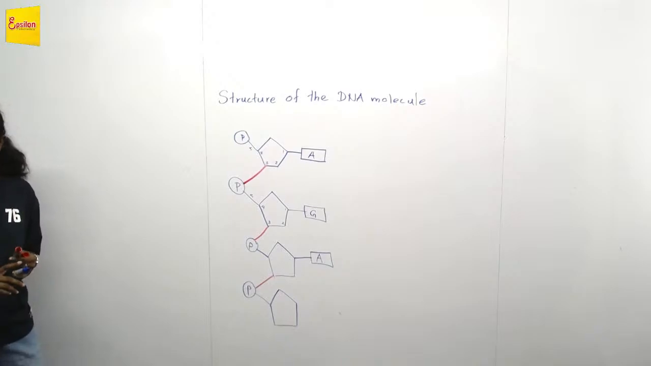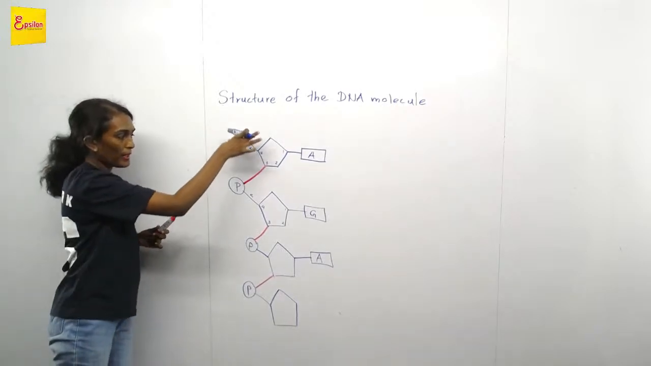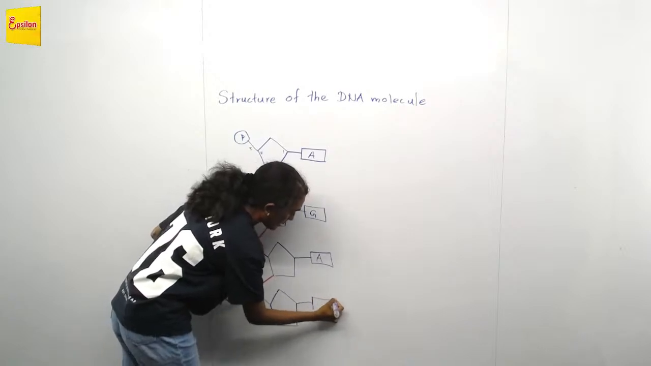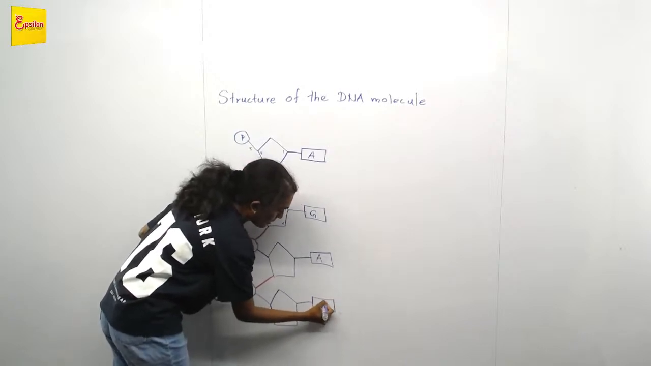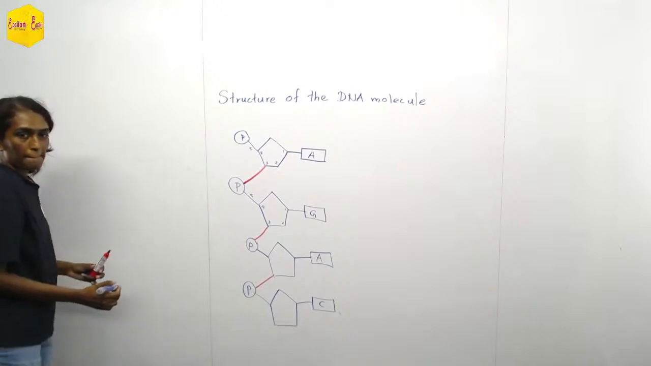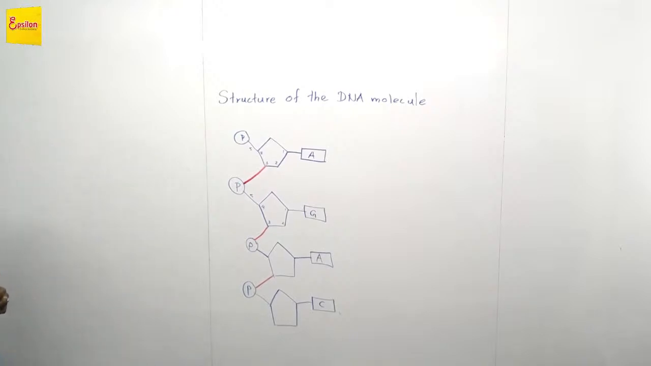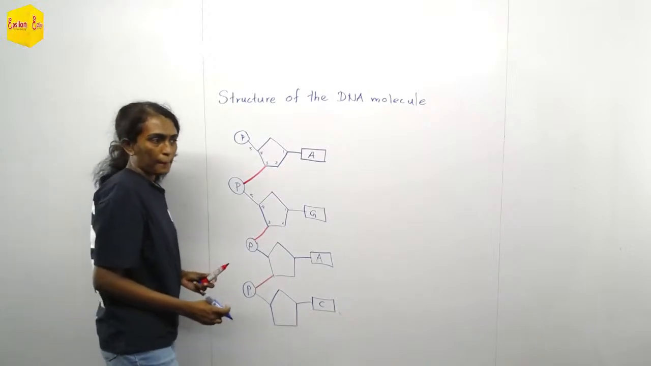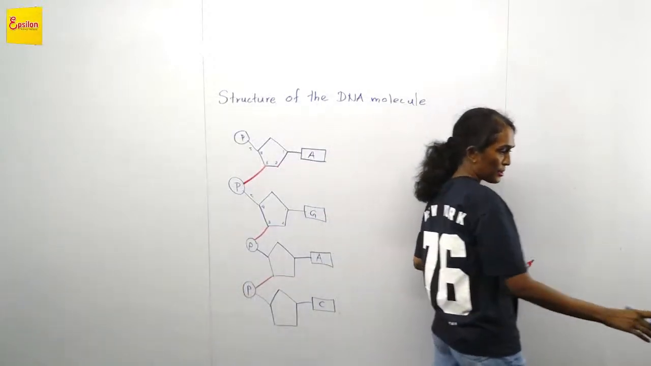Alright. So here, this one single structure, we can call it as what? Polynucleotide chain. Why is it called a polynucleotide? Poly means many, right? Understood?